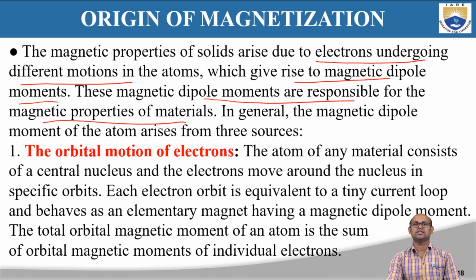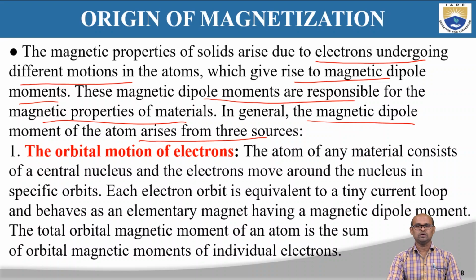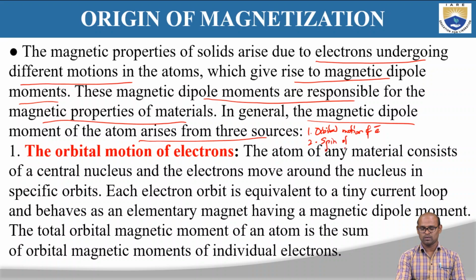In general, the magnetic dipole moment of an atom arises from three sources. The first source is the orbital motion of electrons. The second is the spin of electrons, and the third is the nuclear spin. Let me just write them: first, orbital motion of electrons; second, spin of electrons; and third, nuclear spin.